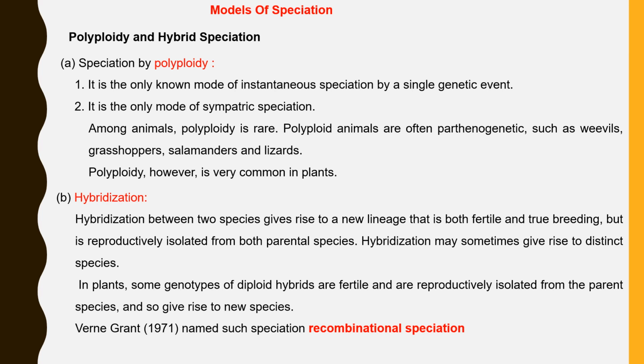Second, hybridization. Sometimes hybrids formed between two species are fertile and are quite different or distinct from the parent species. In plants, many diploid hybrids, when fertilized, produce progeny that is reproductively isolated from the parent species and gives rise to new species. As per Grant, this type of speciation is known as recombinational speciation.